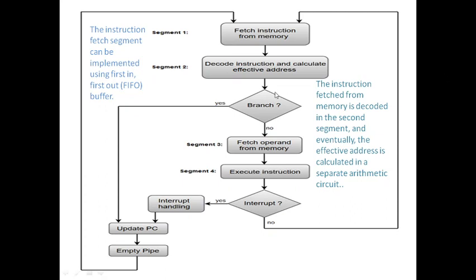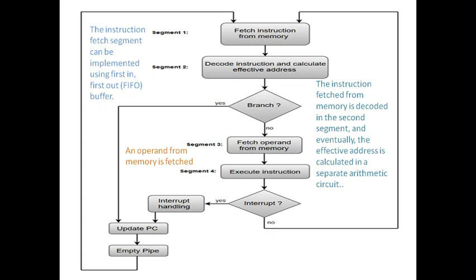Then they will go to a branch section. Is the instruction a branch instruction? If yes, then we will update the PC, PC meaning program counter, empty the pipe, and then fetch the next instruction. If there is no branching, we will directly fetch the operands from memory. If branching is not done, we fetch the operands used in that same instruction.